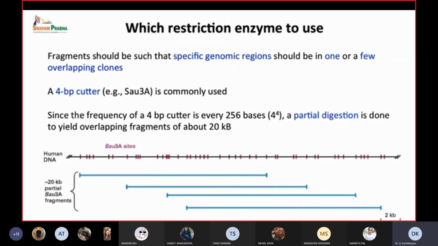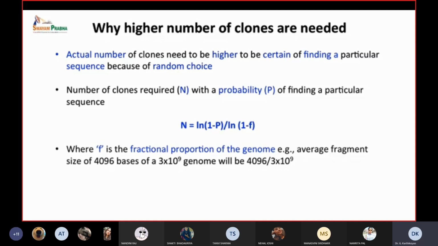And so you want to spread out your genome library on plates, so maybe you have 10 or 15 such plates, and you want to find the gene of your interest. Because it's a random choice, the actual number of clones needs to be much higher to increase the probability of finding a particular gene of interest.